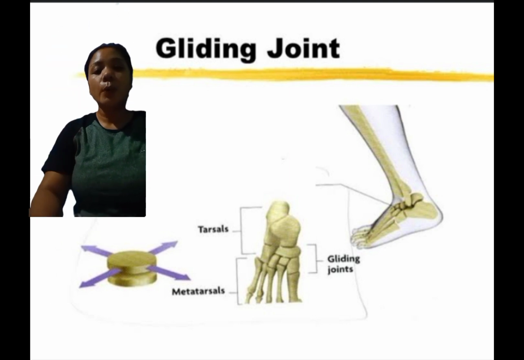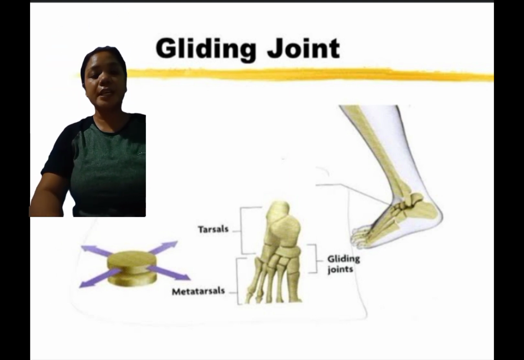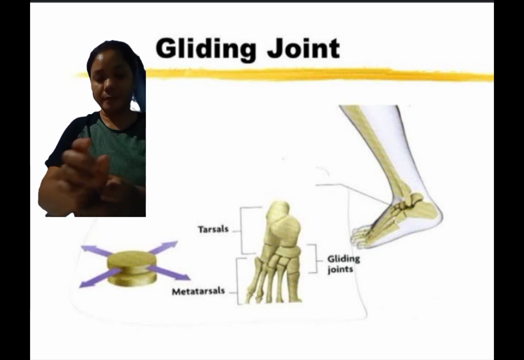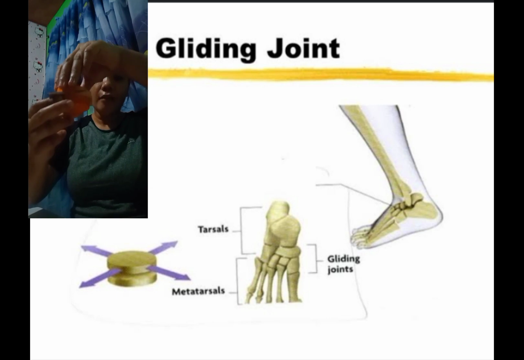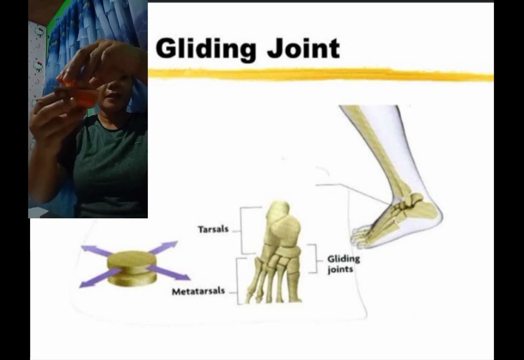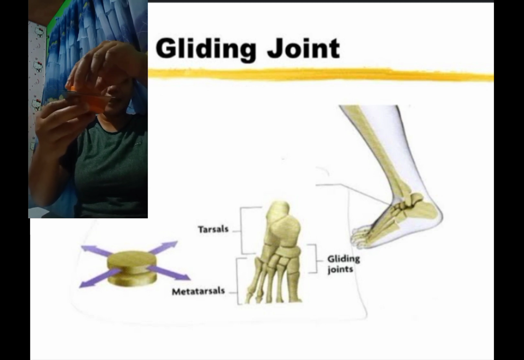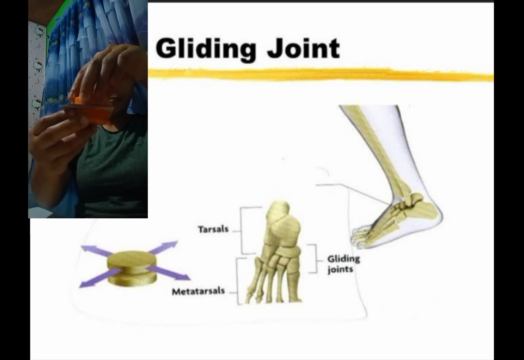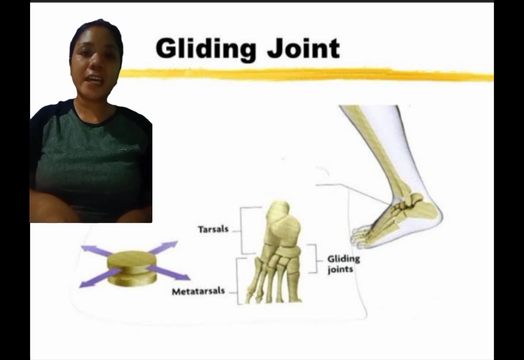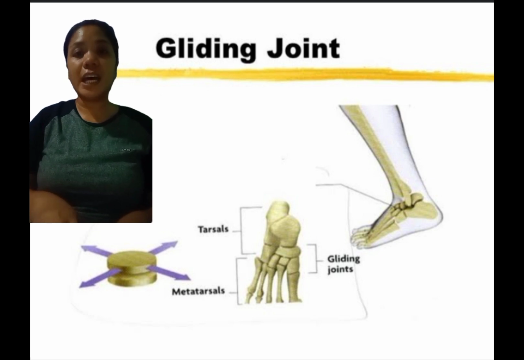And also, we will find the gliding joints in our ankle, spine, and wrist. And this is my model for gliding joints. It can move side to side, front and back. And the best example of gliding joints is the metacarpal bones of the hand, and between the cuneiform bones of the foot.